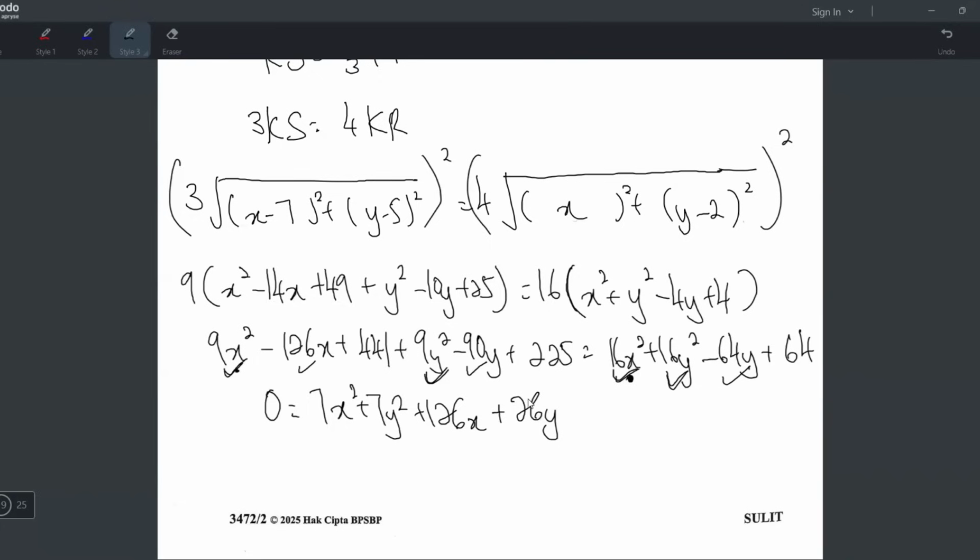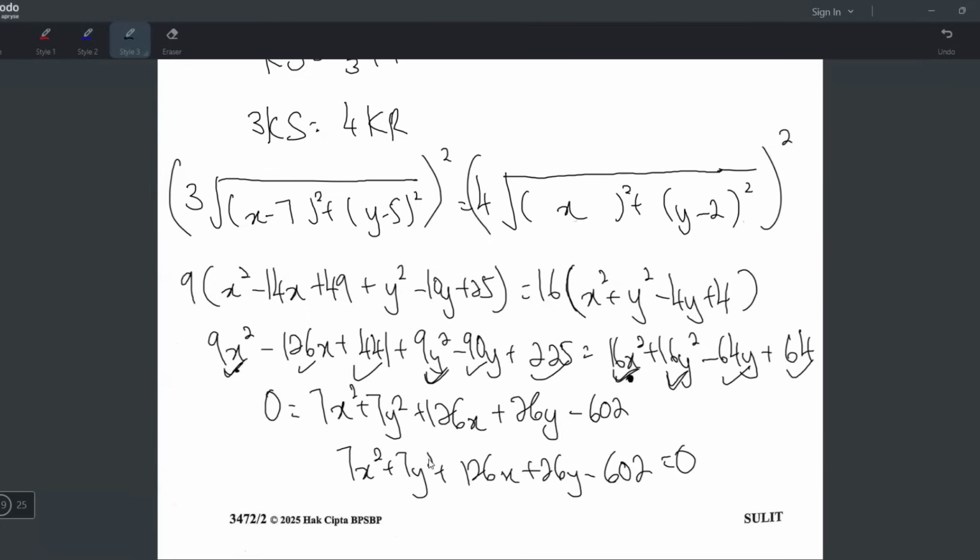Okay, now for the last one is the number. So there is 64, but you have to minus 225 minus 441. And you'll get negative 602. Let me check. 64 minus 225 minus 441. Yeah. Alright, now we are done. So now we can write again. 7x squared plus 7y squared plus 126x plus 26y minus 602. And if you don't like the 0 on here, then you write it back to the right side lah.